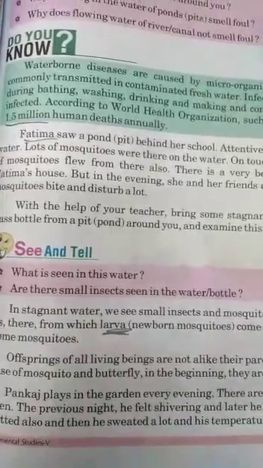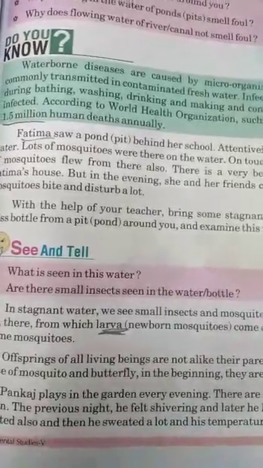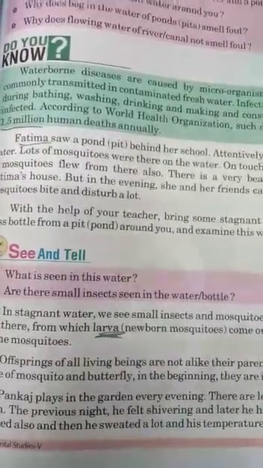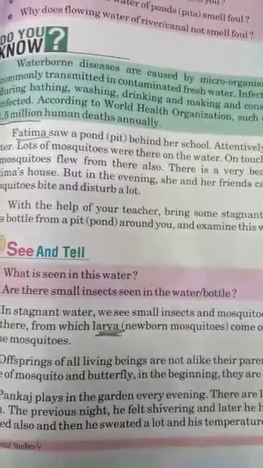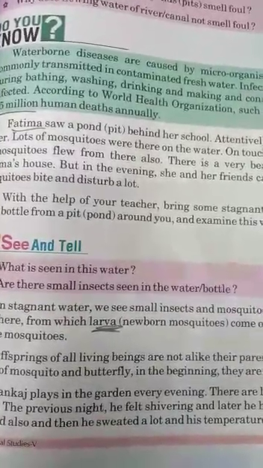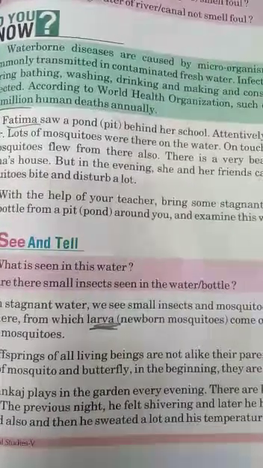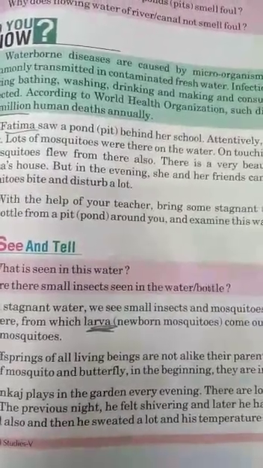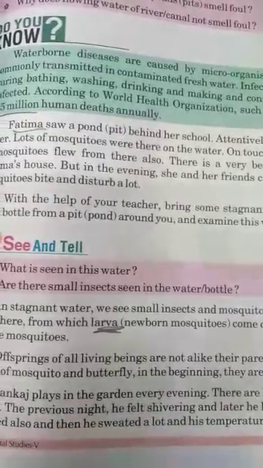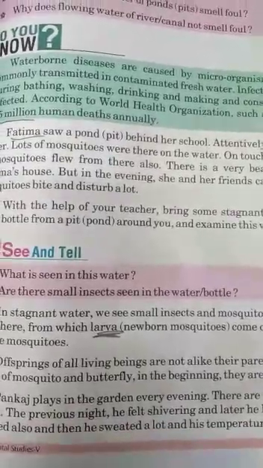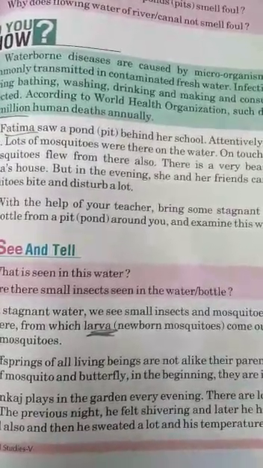So mosquitoes spread diseases like malaria, dengue, and chikungunya. What are the symptoms of these diseases? High fever with shivering, sometimes vomiting, and sweating a lot are some symptoms of malaria. It can be confirmed by a blood test.